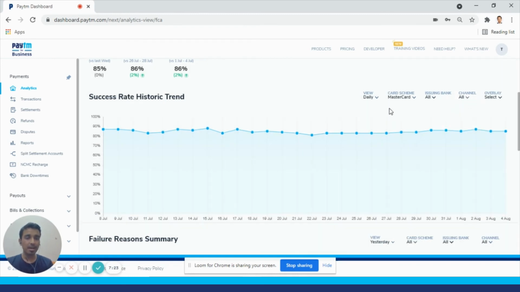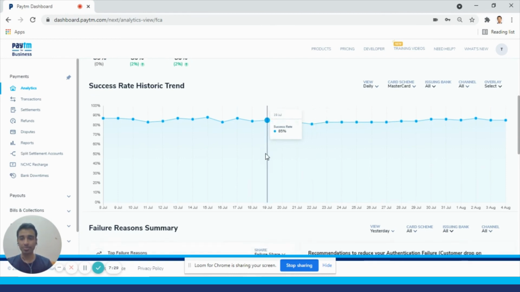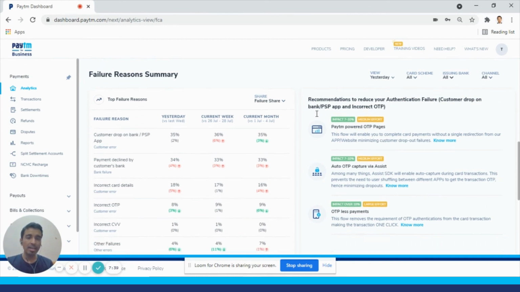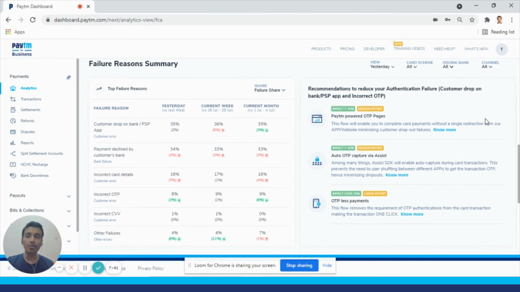With this in place, a merchant can drill down on any payment attribute and see how the success rate has been performing for those particular attributes. The failure reason summary here tells you again the top 5 failure reasons for all the credit card transactions. Here is an interesting thing that we've also added. These are the recommendations that we provide specifically for debit card and credit card transactions.